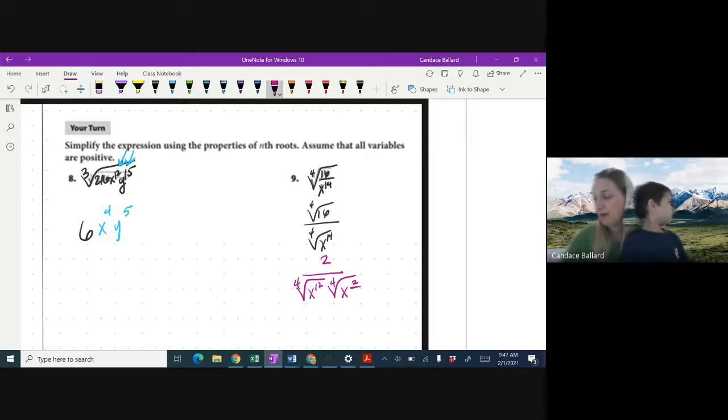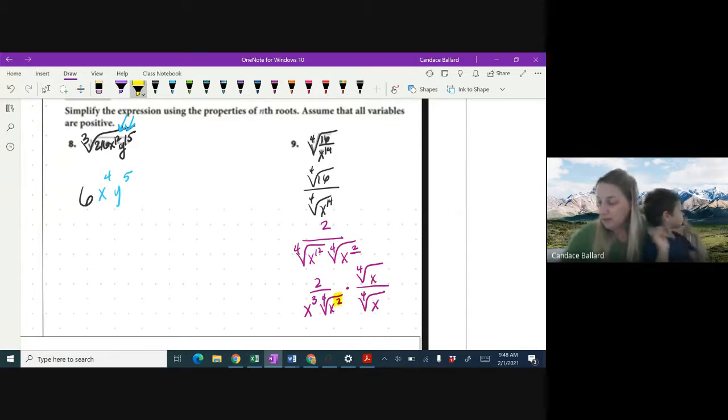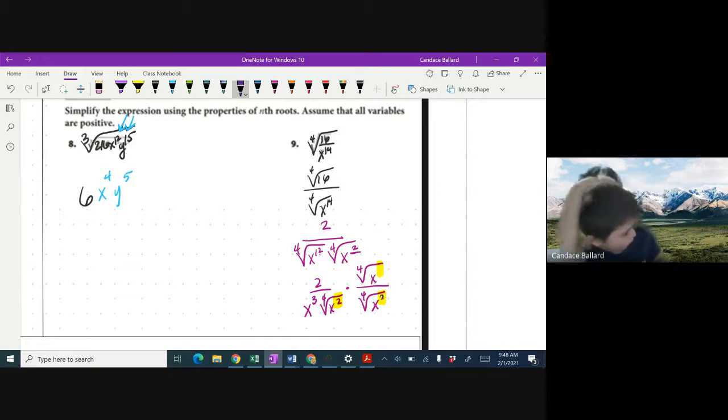Okay. Now I'm going to take the 4th root of x to the 12th, which is going to be x cubed, right? Because I divide it by 4. And then I've got this 4th root of x squared. The problem is they're not going to leave a radical in the denominator. So I need to multiply top and bottom by a radical. So I now need to look at this index and this index here. These guys have to add up to the index outside. So again, I'm going to put a 2 in there.